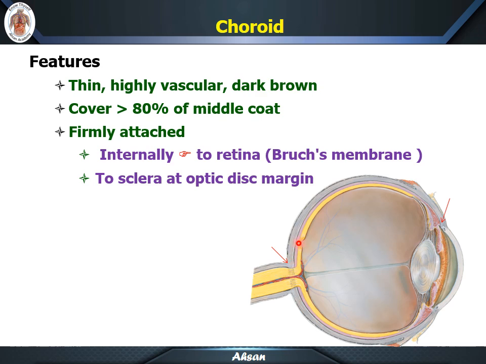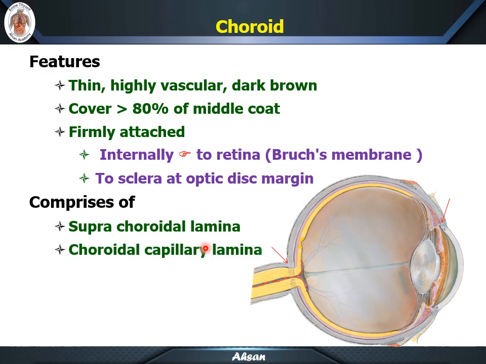The sclera, you see, this is the optic nerve. It passes through the sclera, and at this point at the margin it is known as the optic disc, and at this margin the choroid is tightly adherent to the sclera.